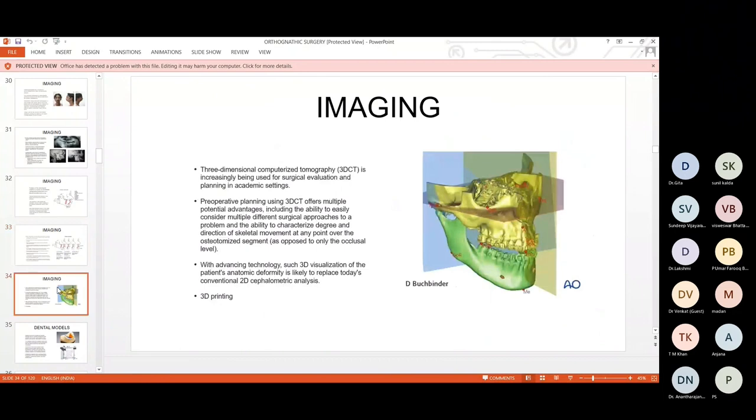Nowadays, of course, three-dimensional CT is increasingly being used, including 3D model printing, which has become very cheap. For about 2,000 to 4,000 rupees, they'll give you a model for mock surgery from a 3D CT. Preoperative planning using 3D CT offers multiple potential advantages, including the ability to easily consider multiple different surgical approaches to a problem, and to tailor-make each procedure for the patient. With advancing technology, 3D visualization of patients may totally replace 2D cephalometric analysis in the future.